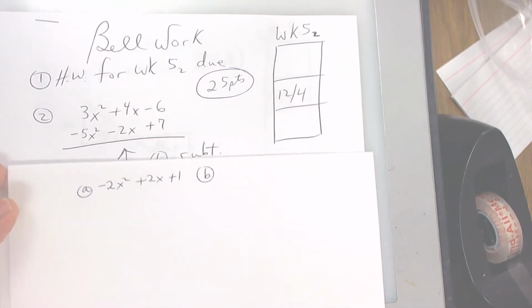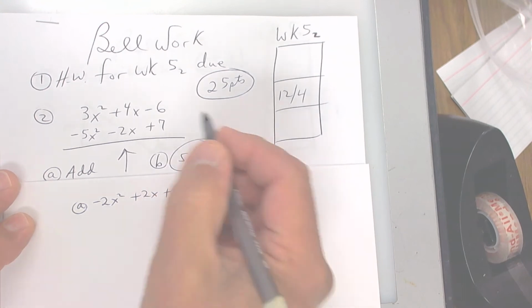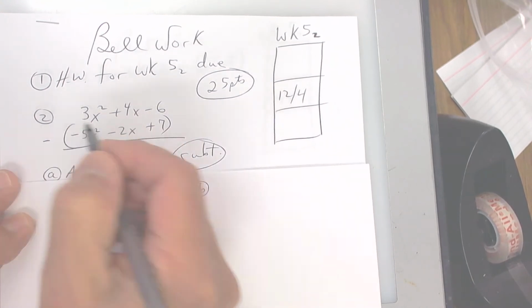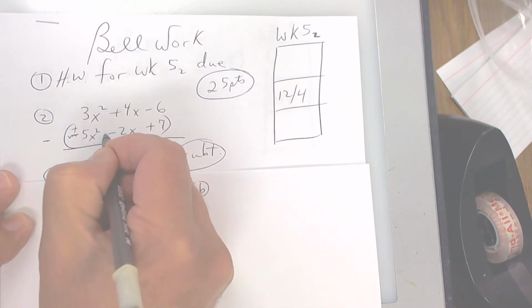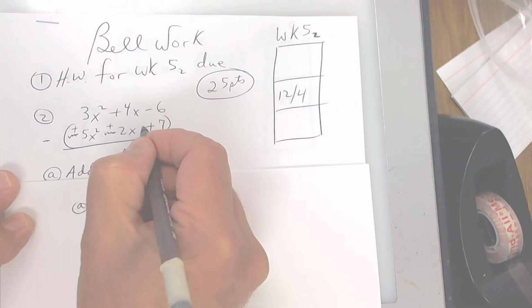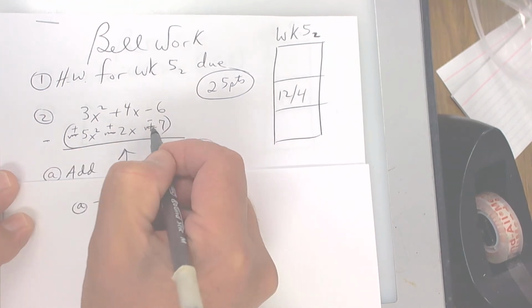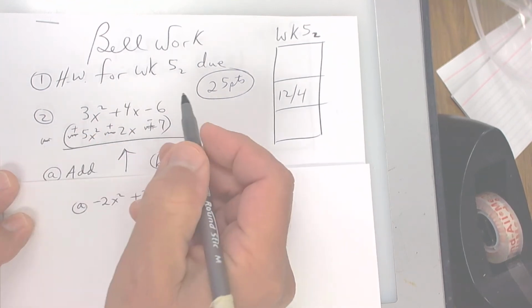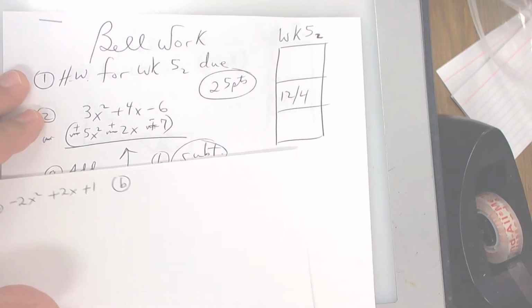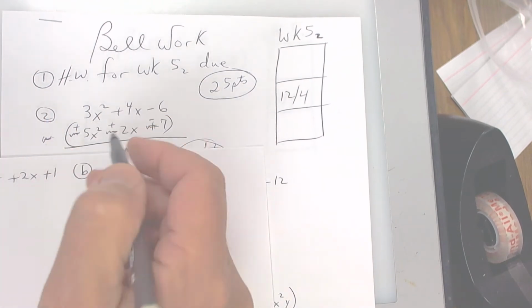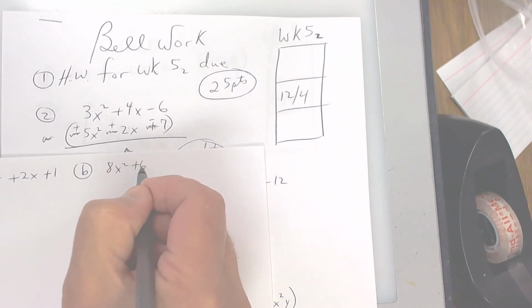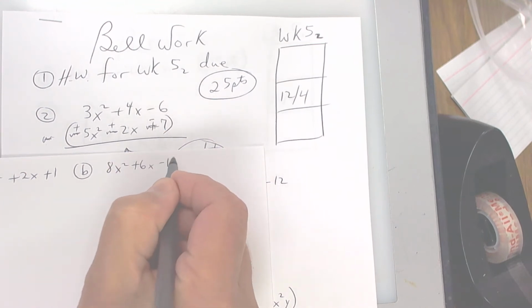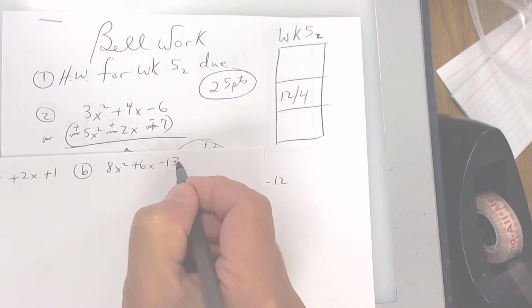But on the second one, where you have to subtract, you have to put parentheses and a minus. So a negative times a negative is going to make this a positive. Going to make that a positive, and it's going to make this a negative. Negative times a positive is a negative. Now, once you do that, then you can finish it up. So this one is going to be 8x squared. This is going to be plus 6x, and this is going to be minus 13, and you're done.